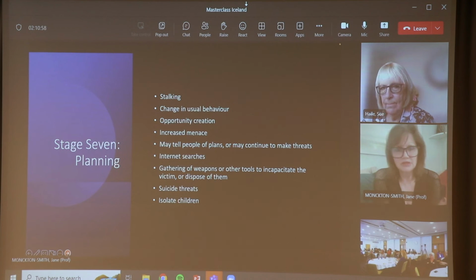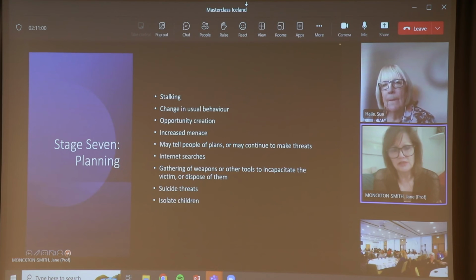So some of the things that we saw in stage 7, I mean, stalking is usually carrying on and those changes. We start to see maybe opportunity creation. How am I going to get access to this person? We might see an increased menace. But these don't happen in all cases. We're just giving you some examples.